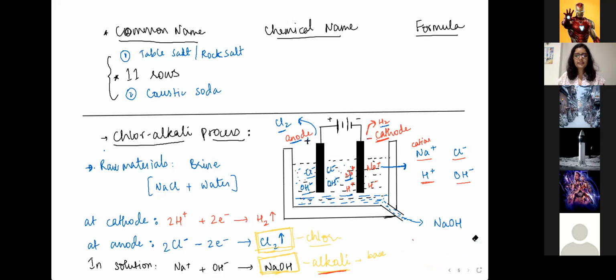Okay, so summarizing the whole thing once. The chlor-alkali process is the process of manufacture of NaOH, also called caustic soda or sodium hydroxide. The raw material required to manufacture NaOH is brine. Brine is basically salt water. You take some salt, sodium chloride, and mix it in water, a really salty water. That's brine. So take brine and electrolyze it. It's produced from the electrolysis of brine. Electrolysis means you subject it to electricity.